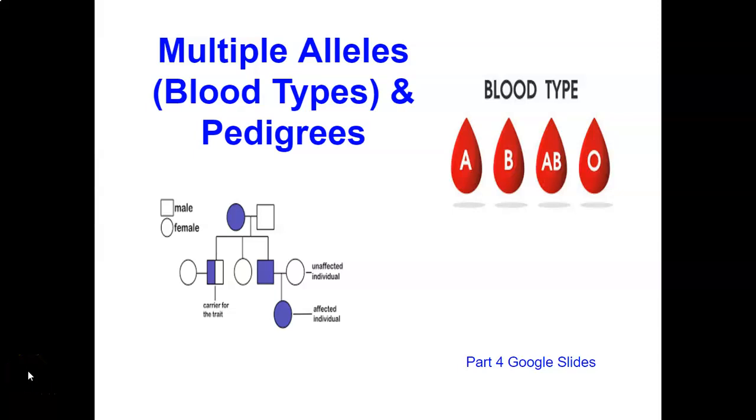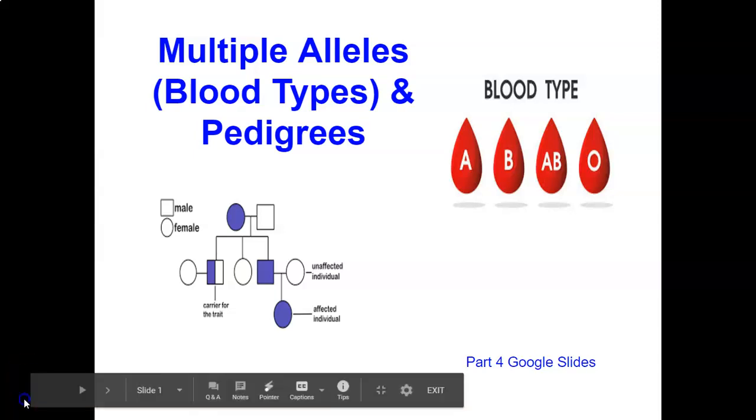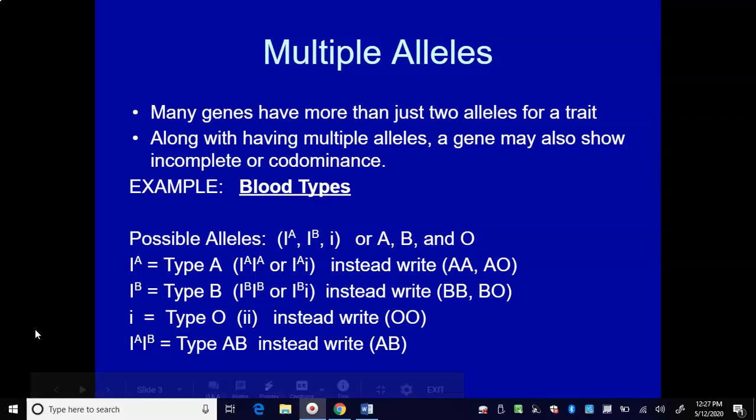This is our last week of genetics. We're going to be talking about multiple alleles, specifically the ABO blood types, and then we're going to be talking about pedigrees. With multiple alleles, there are many genes that have more than just 2 alleles for a trait. Along with having multiple alleles, a gene may also show incomplete or codominance, which we talked about.